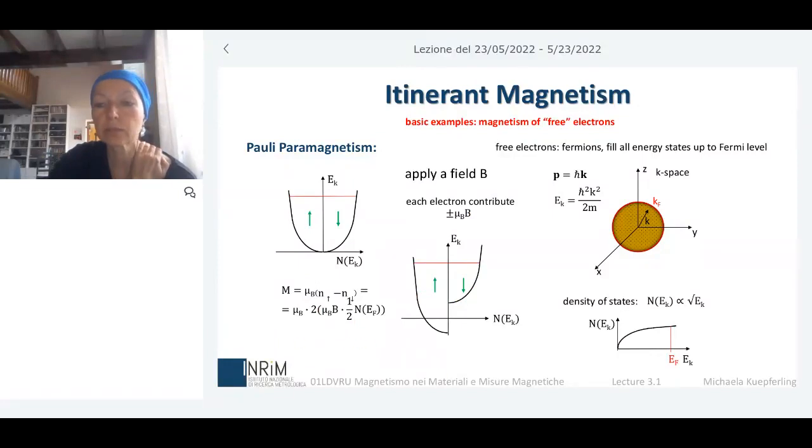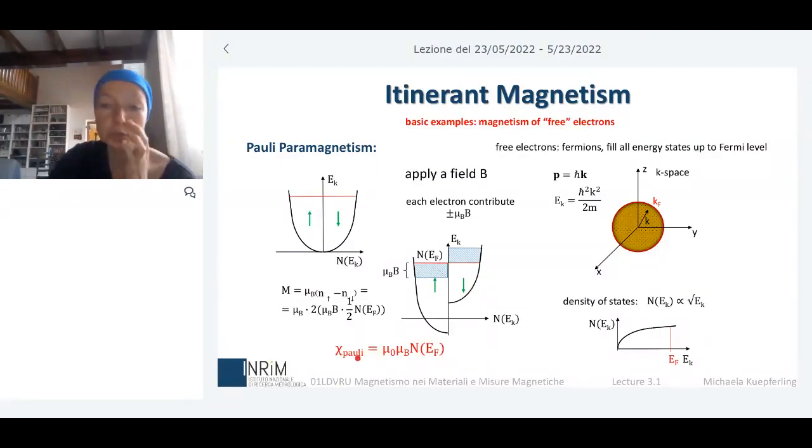Net magnetization you can simply calculate. I will not go into details here because it's already very late. From this shifted slice, a very simple calculation, you get the net magnetization, and you can also derive then the susceptibility. And the susceptibility, the so-called Pauli susceptibility of paramagnetism, is proportional to the density of states at the Fermi level, at the Fermi energy.